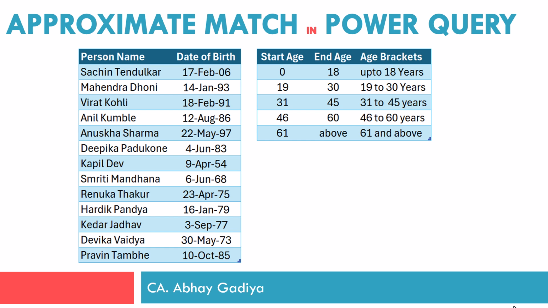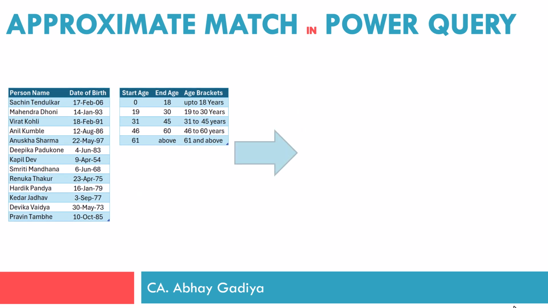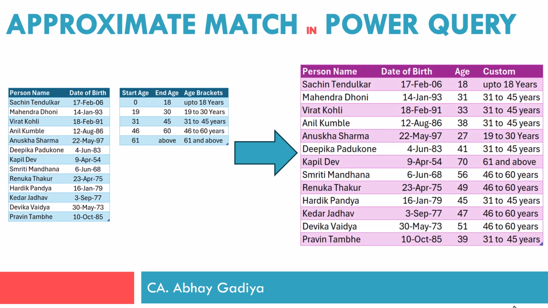My objective is to calculate the age of each person and then get the age bracket description mentioned in the other table. In the second table, we can see that we have a start and end range for the age of a person. Based on the person's age falling inside the start and end range, I need to bring in the age bracket description mentioned in the third column. The final output should look like the table currently shown on the right hand side of the screen.